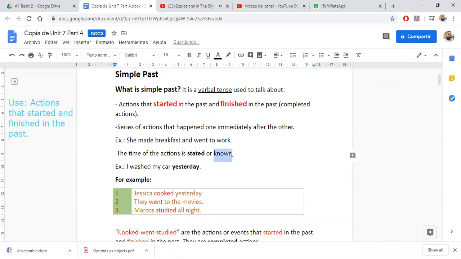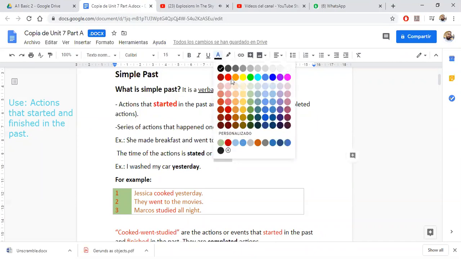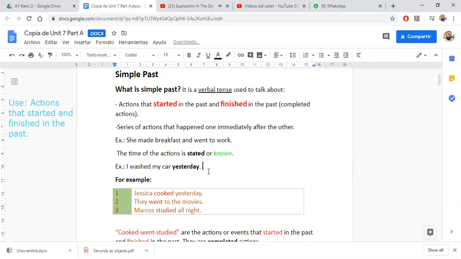Okay, let me give a different color to this one so you can understand it better. No, that color is so ugly. It's for the picture.